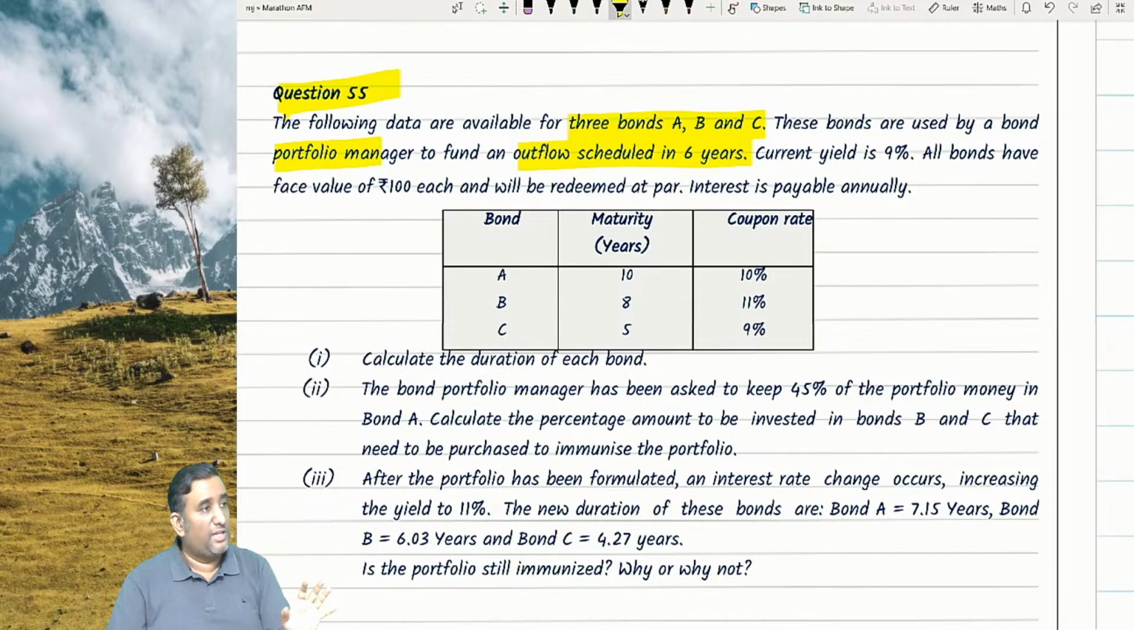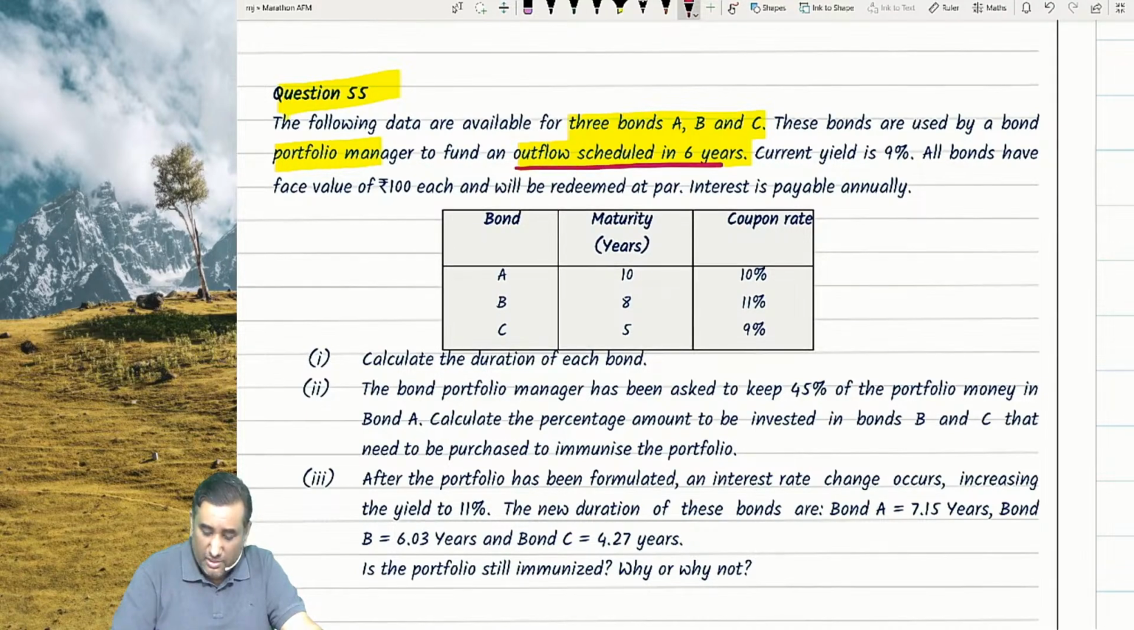He wants to immunize himself in such a way that no matter what the interest rate becomes, I am not proving it here. We can immunize ourselves in such a way that whether the interest rate goes up or goes down, whenever the liability arises, I have the amount ready for me. That's it. That's basically what pension fund managers do. So he has used the words fund manager, portfolio manager, to fund an outflow scheduled in 6 years from now.